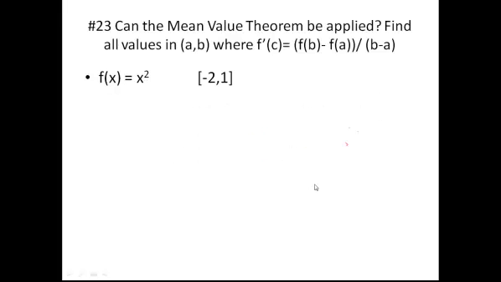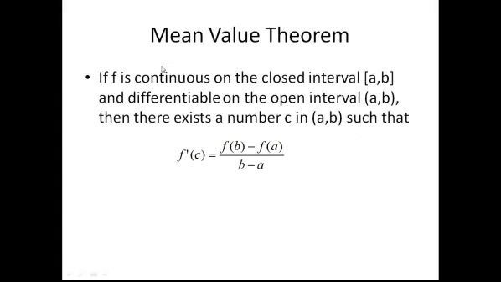So number 3 is going to be giving us this function right here, and they're asking us, can the mean value theorem be applied? And then if so, find all of those values in that interval such that our derivative, or the slope of the tangent line, is going to be equal to the slope of the secant line of those interval endpoints. So the first thing is we're going to have to look at a couple things of what the mean value theorem states.